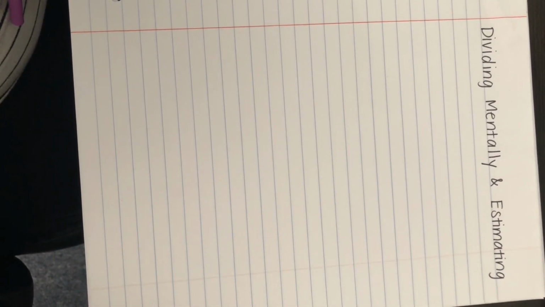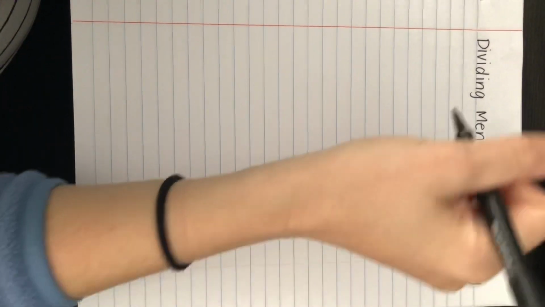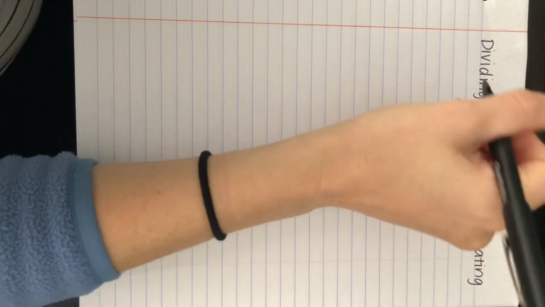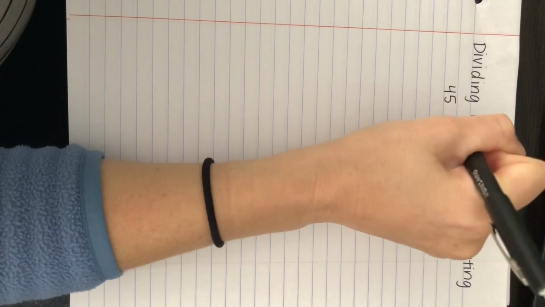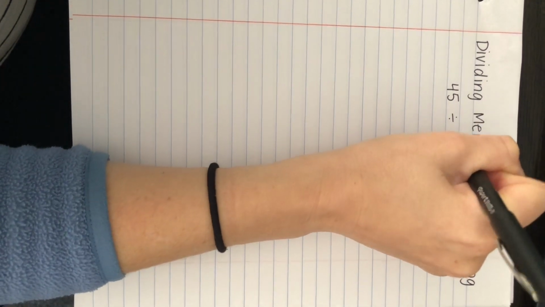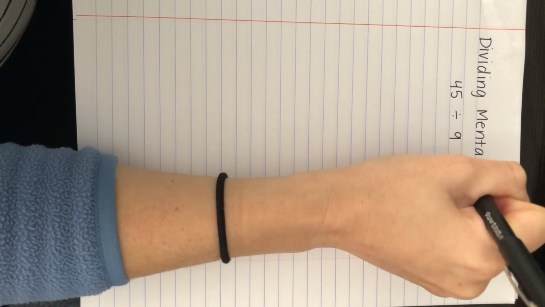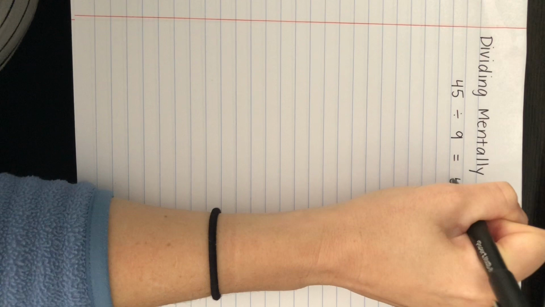Hello, thank you so much for tuning into our video on how to divide mentally and then use our dividing mentally strategies for estimating. We are going to start by writing out an equation, and we'll do 45 divided by 9 equals 5.